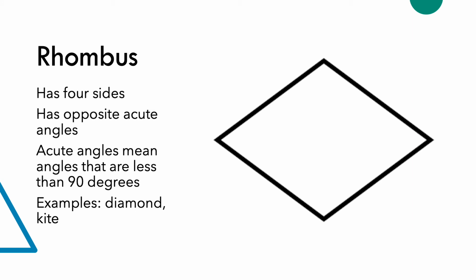You heard me say that funny word, rhombus. Well, what is a rhombus? A rhombus is a two-dimensional figure that has four sides. It also has opposite acute angles. Acute angles simply means the angles inside the shape are less than 90 degrees. A good example of a rhombus is a diamond. Another example is a kite.